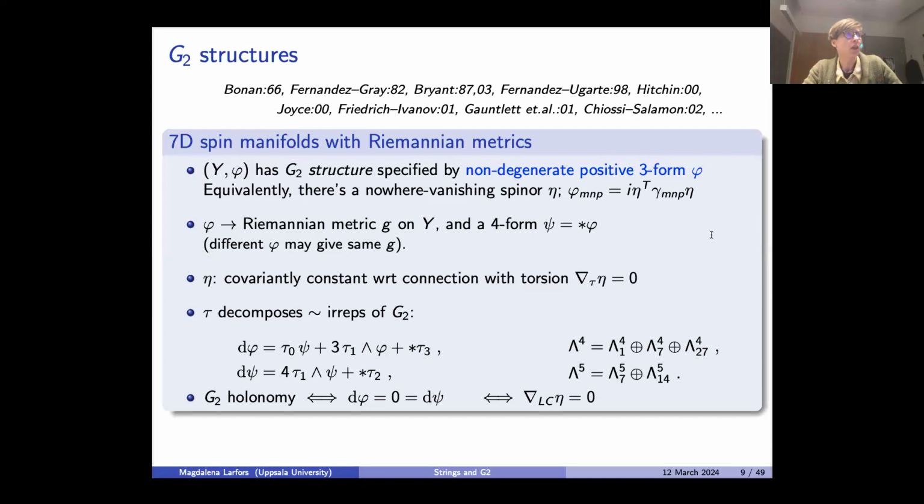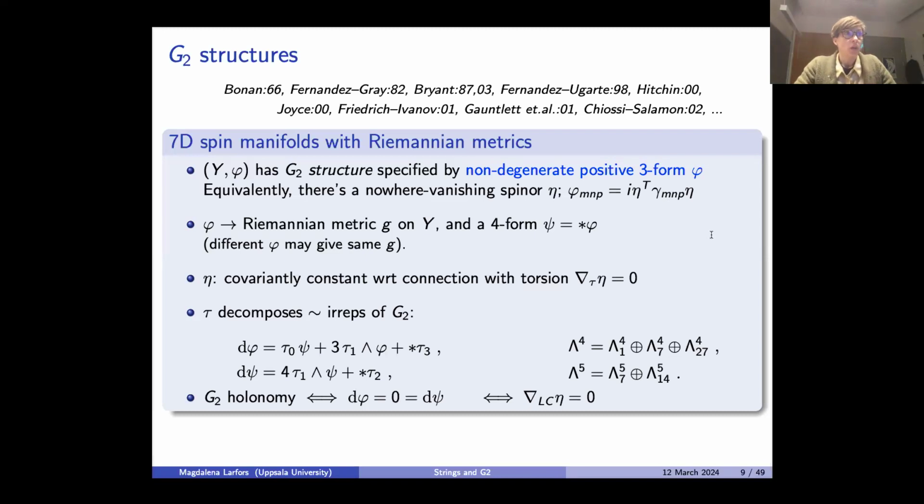So given the spinor, we can construct this three-form, and given the three-form, we can use it to say things about the spinor. I will use the differential form description of the G2 structure, because it lends itself very nicely to this deformation study that I want to do.